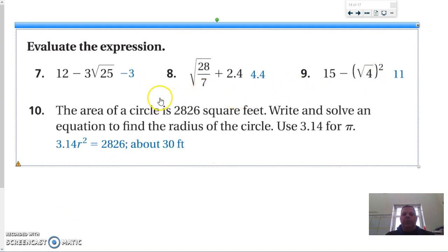There's our answers for those first 3. We don't need to worry about problem number 10 today.